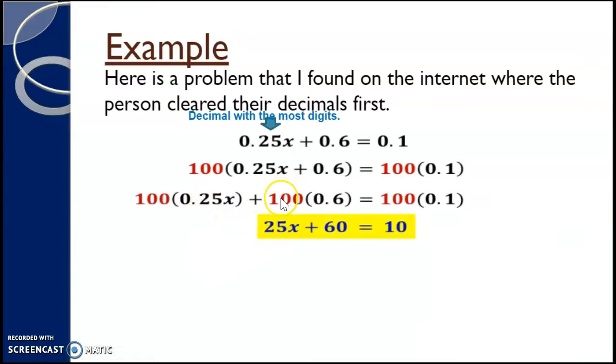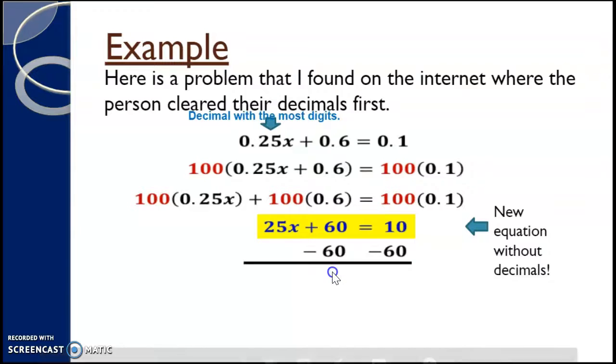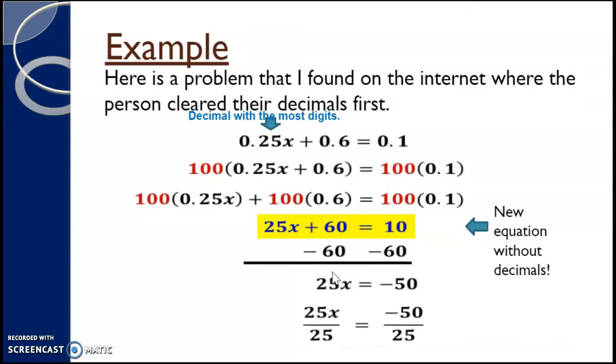25x. And for the second term, 100 times 0.6, we need to move the decimal place 2 places. If there is no number there, we need to add a 0. So this becomes 60. And again, 2 decimal places, but there's no number there, so we need to add a 0 here, and that becomes 10. And from here, you just solve it as a 2-step equation: subtract 60, and then divide both sides by 25, and you get x to be -2. Okay?